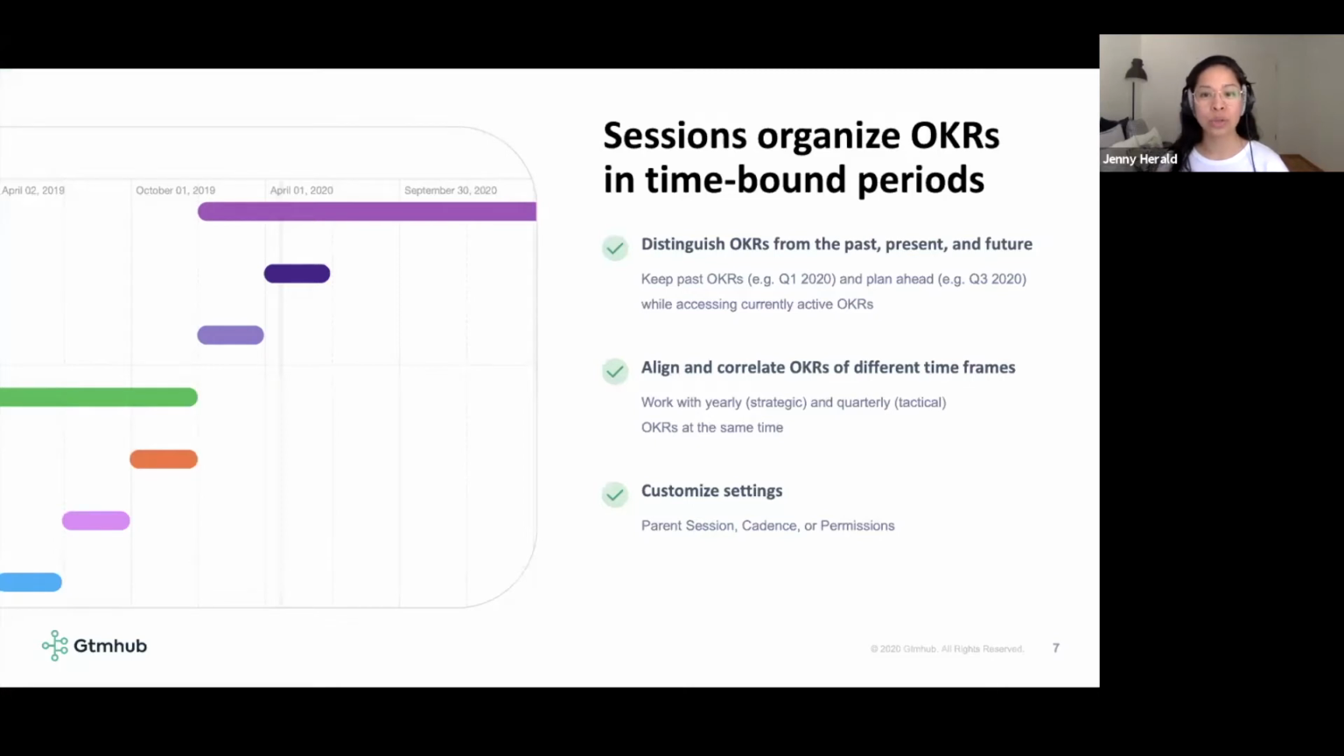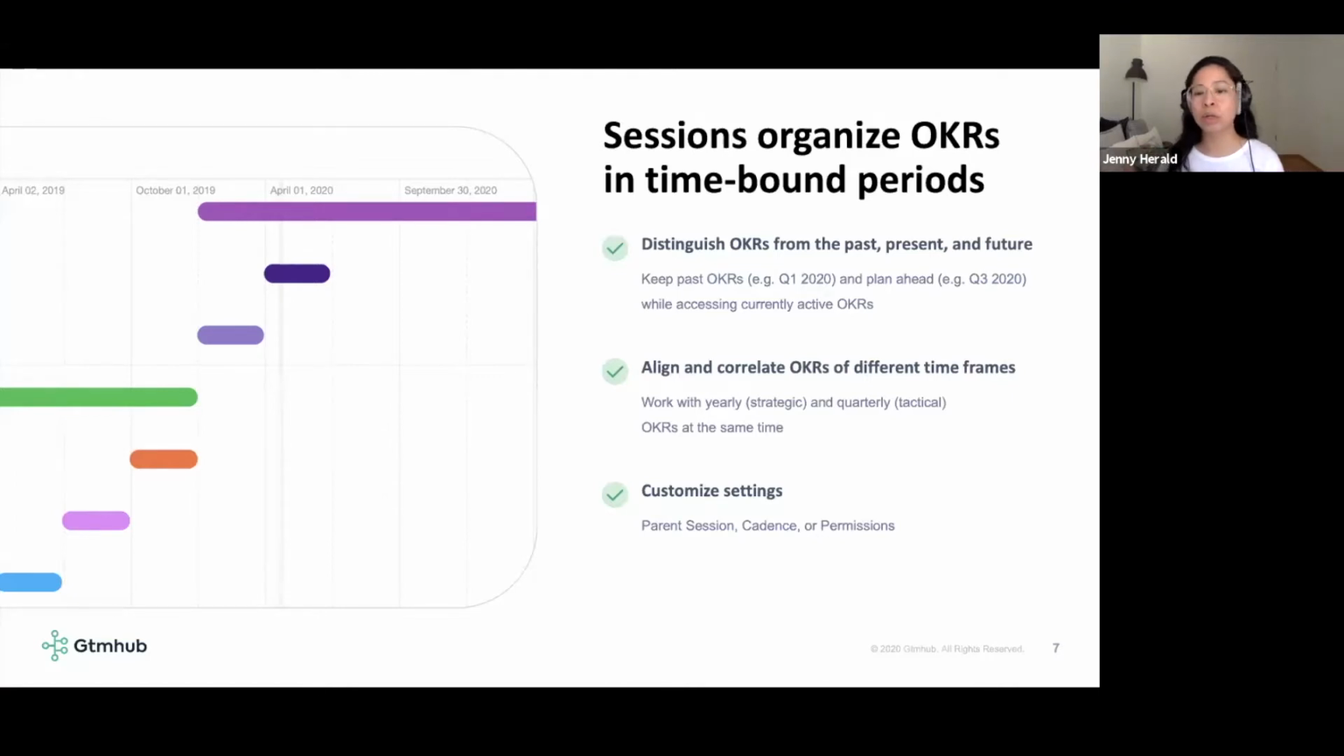Sessions are a way to organize your OKRs in time-bound periods. You're able to distinguish OKRs from the past, let's say Q1 2020, the current session or the time period in which all of your OKRs might be aligned, which is Q2 2020, and look ahead and plan ahead, which could be, let's say, Q3 2020.